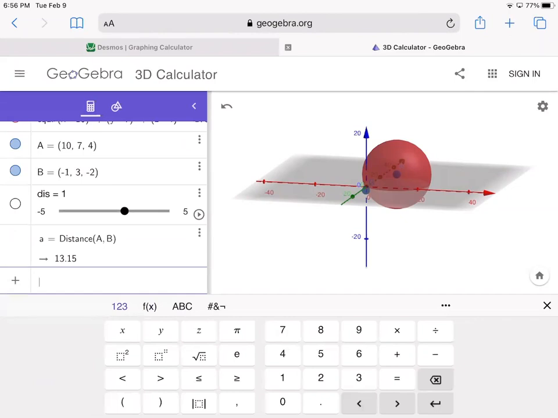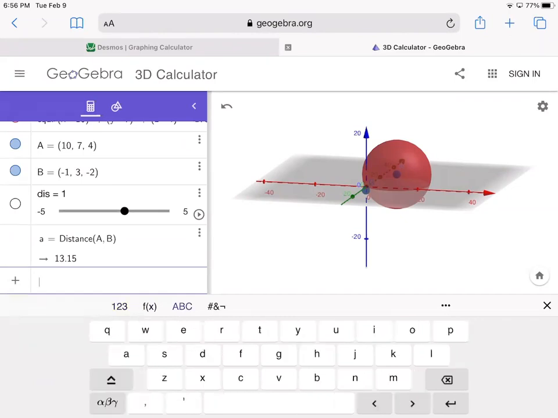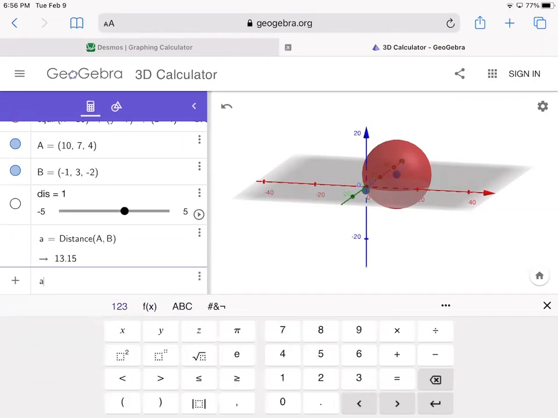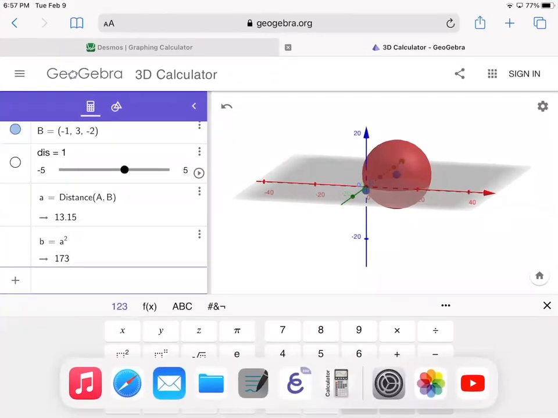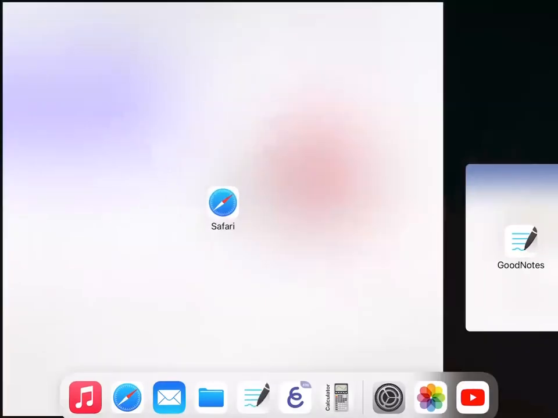So 13.15, they call that lowercase a. So I'll just take my lowercase a and square it, if it'll let me. Let's see. Yeah, lowercase a squared is 173. So that means that lowercase a was the square root of 173. So I'm pretty comfortable in my work there.